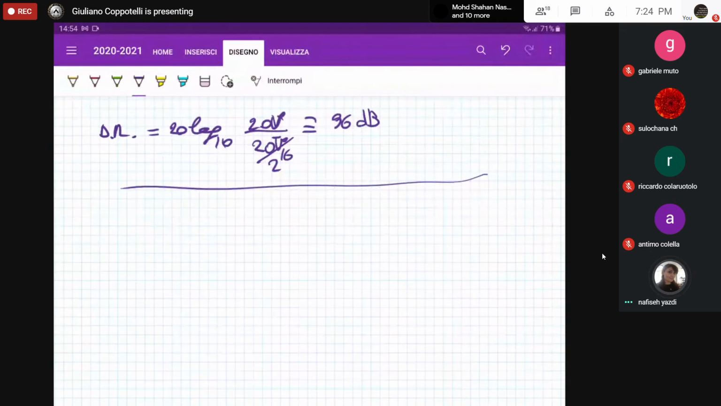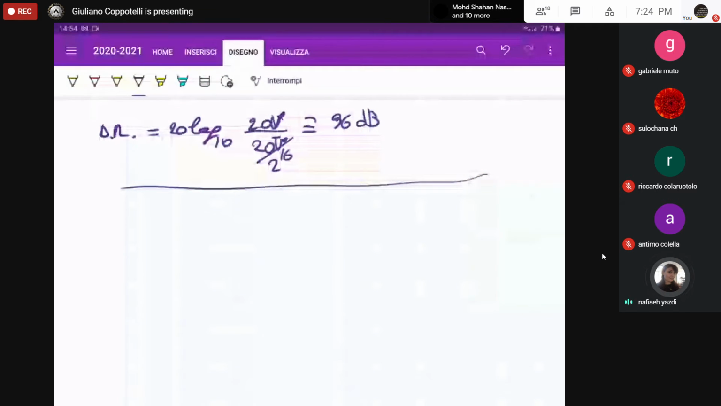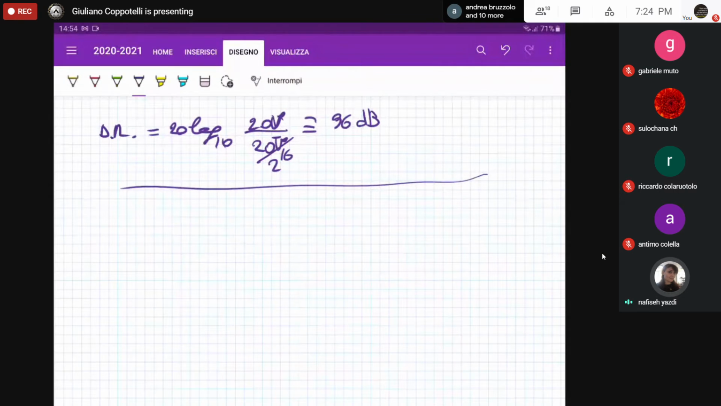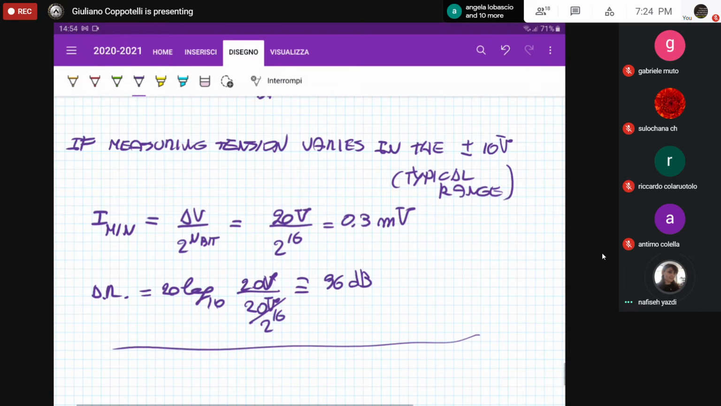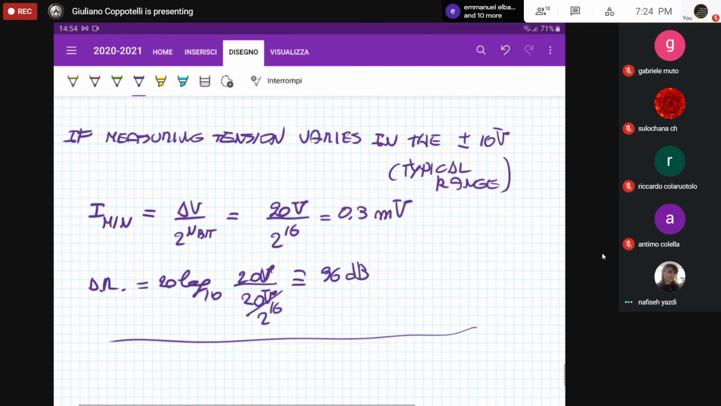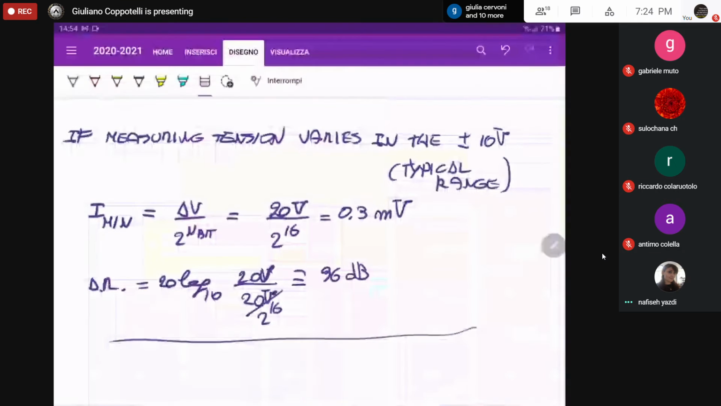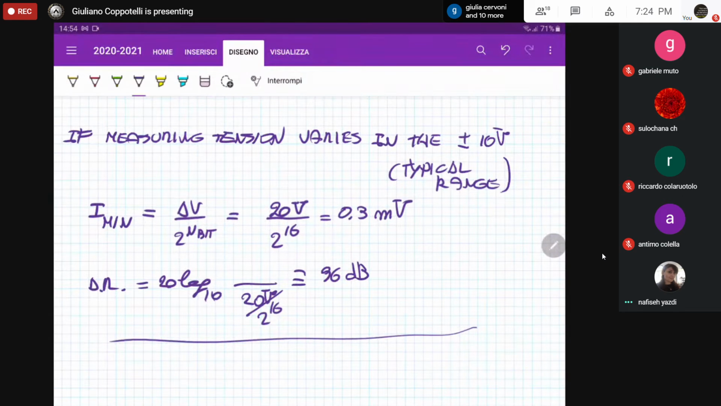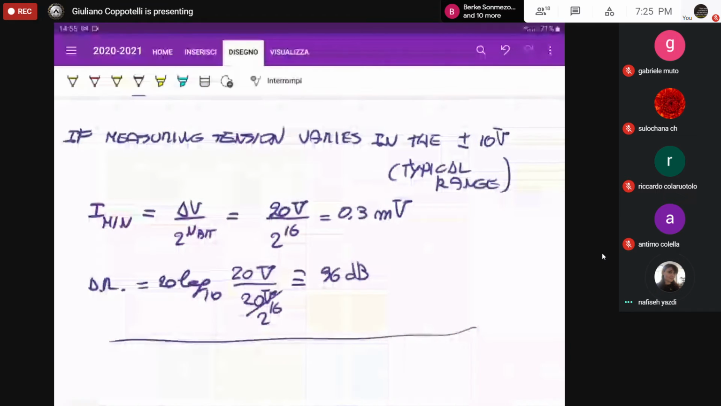Excuse me, Professor. Yes, question. Okay, in the DR, the formula is 20 logarithm of delta I over 2 times NB. Yes, the maximum, okay, is 20 volts. I can rewrite that, maybe divided by the minimum. Okay, so 20 volts divided by the minimum, that is 20 volts over 2 to 16, if 16 is the number of bits that your AD converter is using. Okay, thank you.